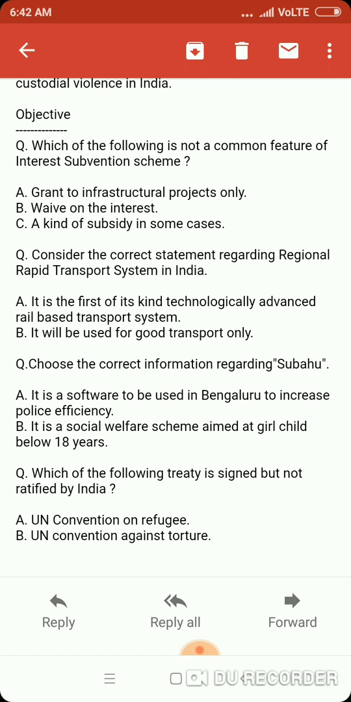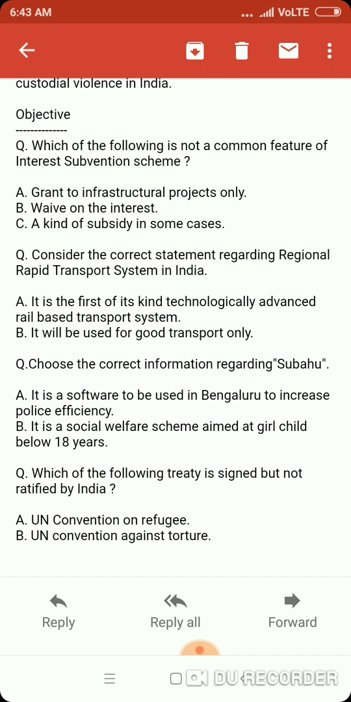Consider the correct statement regarding the regional rapid transport system in India. It is the first of its kind technologically advanced rail-based transport system. It will be used for goods transport only. The first option is correct, the second is not. It is a commuter transport also. Choose the correct information regarding Shubahu. It is software to be used in Bangalore to increase police efficiency. Right, this is correct. It has been recently launched by the government of Karnataka to increase the efficiency of police.